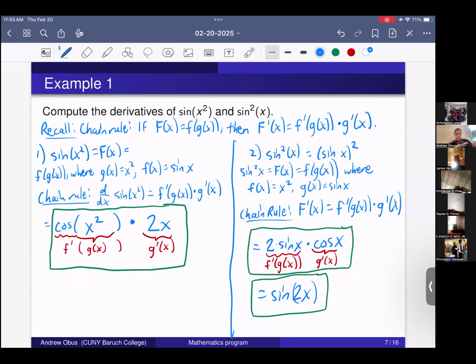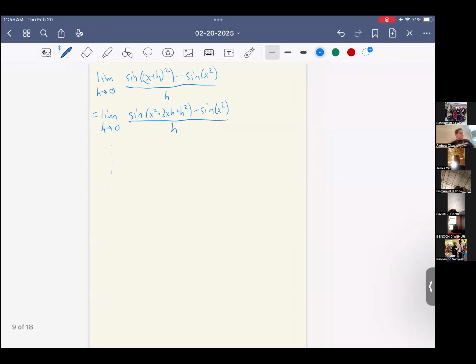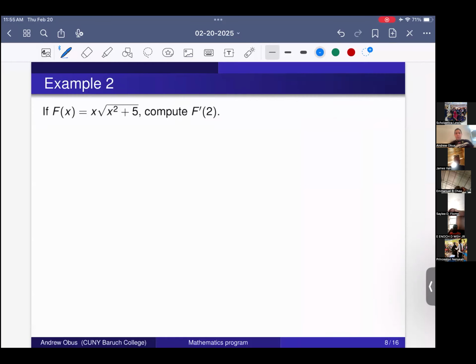Okay. All right. Let's move on to the next example. Example 2: if f of x is equal to x times the square root of x squared plus 5, then we want to compute f prime of 2. For this, we need to recognize that this is going to use a couple of rules. When we take a derivative, we have an x here, and we're multiplying it by this complex composite function, the square root of x squared plus 5.